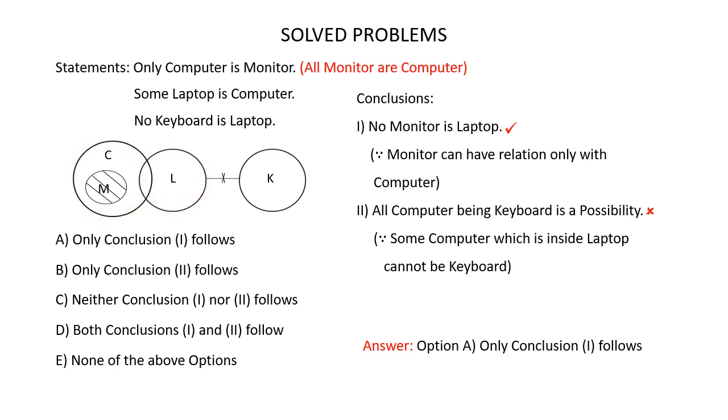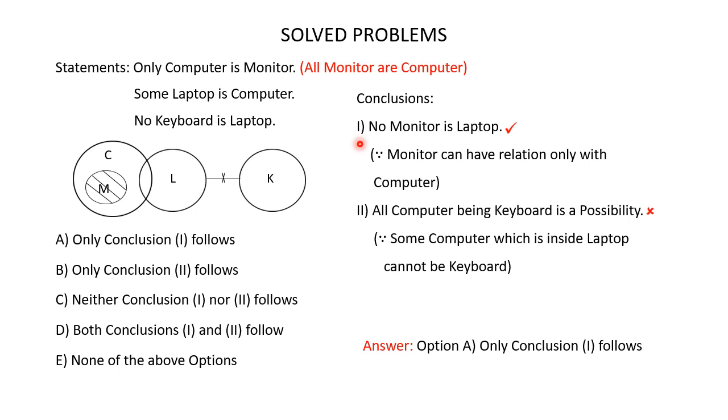No keyboard is laptop. So draw a circle for keyboard and draw a line with a cross mark from keyboard to laptop to indicate that no keyboard is laptop. Now this is the basic Venn diagram for the given statements. Now based on this Venn diagram, let's find out which of the given conclusions follow.